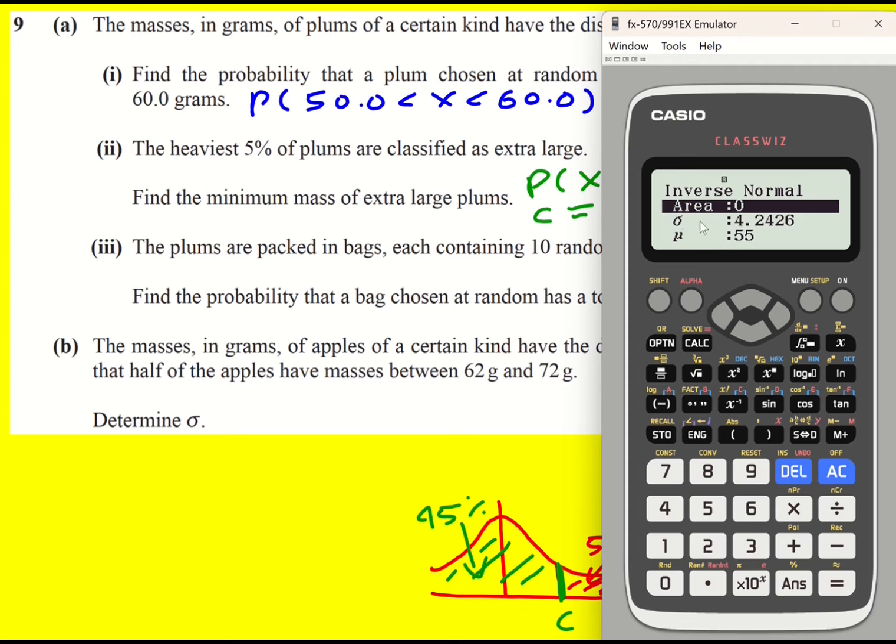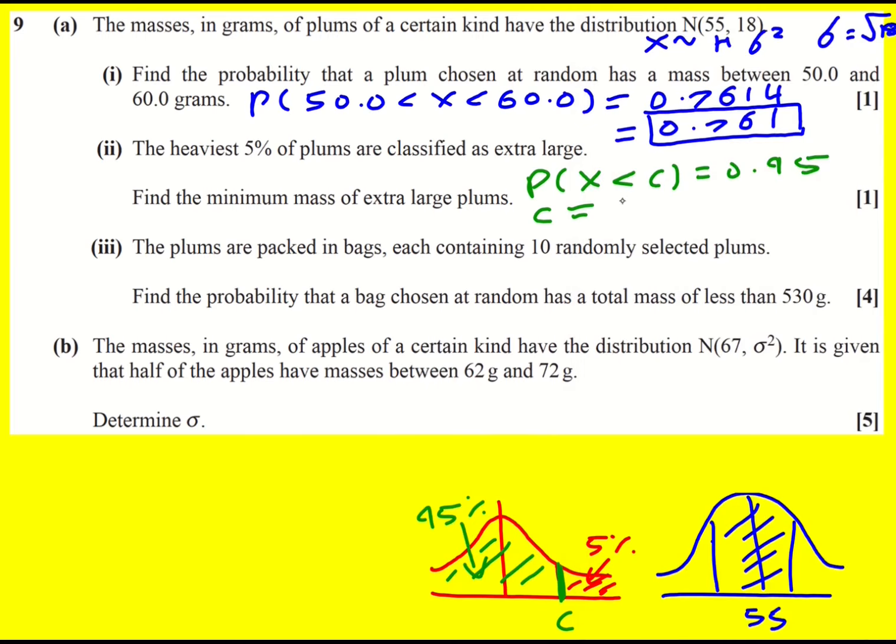So it's actually stored my standard deviation and my mean. So I just need to type in 0.95. And we get 61.978, or 62.0 grams to 3 significant figures.